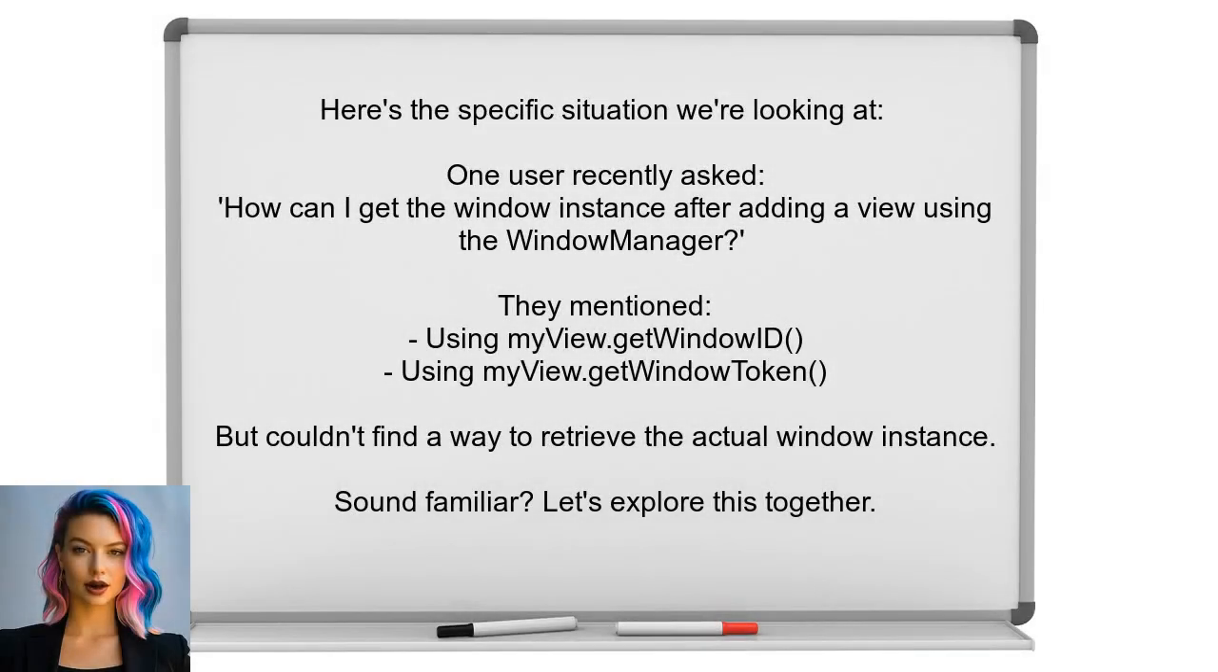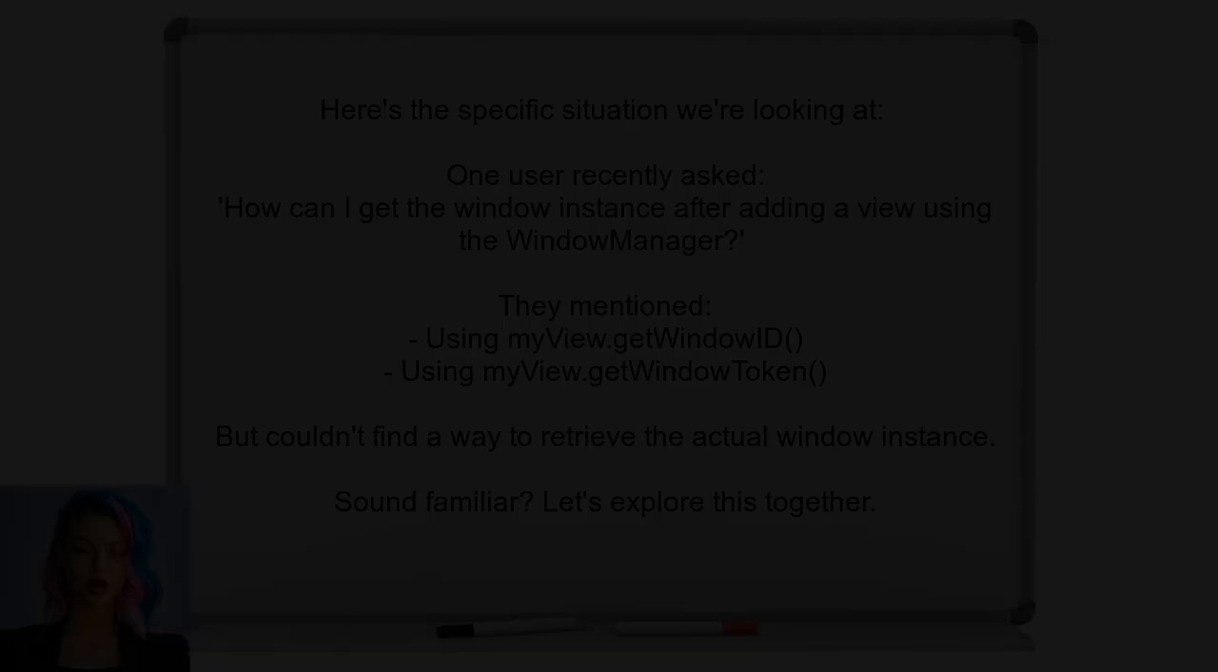Here's the specific situation we're looking at. One user recently asked, "How can I get the window instance after adding a view using the window manager?" They mentioned using methods like myView.windowID and myView.getWindowToken, but they couldn't find a way to retrieve the actual window instance. Sound familiar? Let's explore this together.